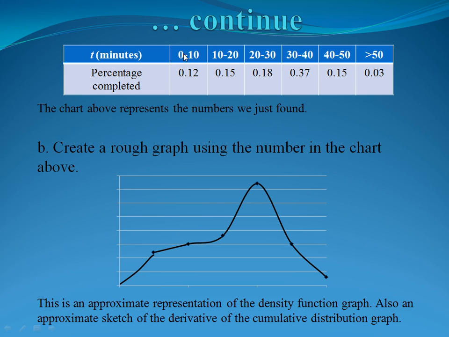So here, this represents the data we just found. It took from 0 to 10 minutes, 12%. From 10 to 20 minutes, 15% took that long. 20 to 30 minutes, 18%. 30 to 40 minutes, 37%. 40 to 50 minutes, 15%. And greater than 50 minutes would be 3%.